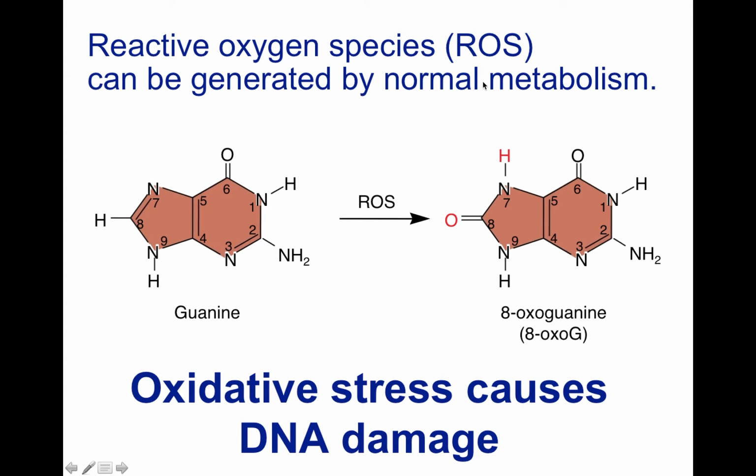Also in the cell, you can find some reactive oxygen species that are generated by normal metabolism. These reactive oxygen species are just a normal consequence of a cell being alive. However, they can create oxidative stress that causes DNA damage. So here's a normal guanine base, and here is 8-oxoguanine. It has an oxygen where it's not supposed to be. That's a damaged base, and it can cause mispairing and misaligning of the base pairs within the double helix, which is then the substrate for DNA repair mechanisms.